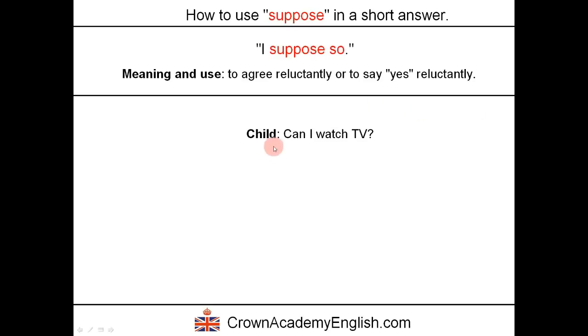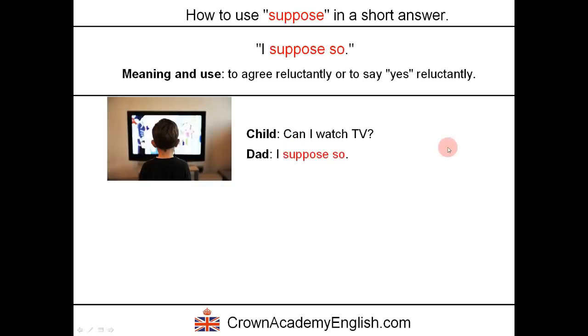Example: a child asks, "Can I watch TV?" And Dad replies, "I suppose so." So Dad says yes, but he doesn't really want to say yes. He's not very pleased that his child wants to watch TV. Okay, he's saying yes reluctantly.